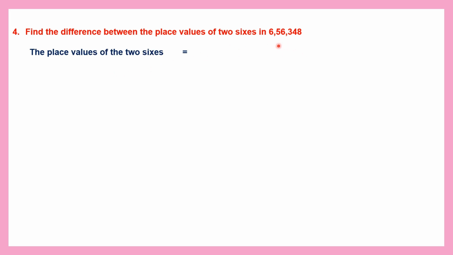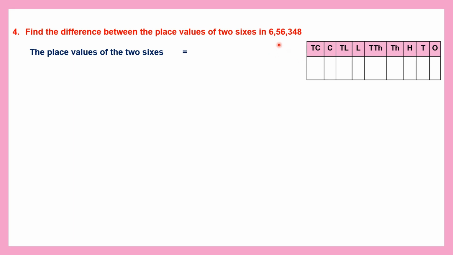So we're going to first have a place value chart here. Let's write down the number here. So here we have, in the ones period, we have 348. Then we have 56 in the thousands period. And here we have 6 in the lakhs period.